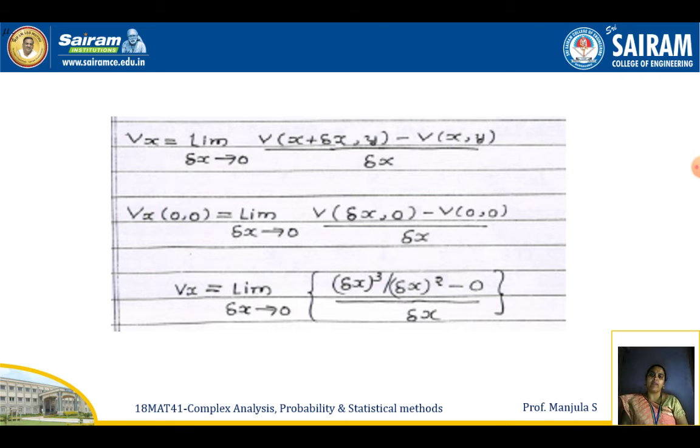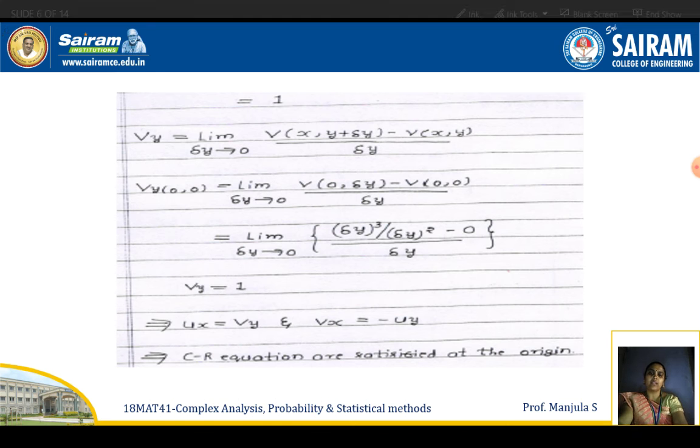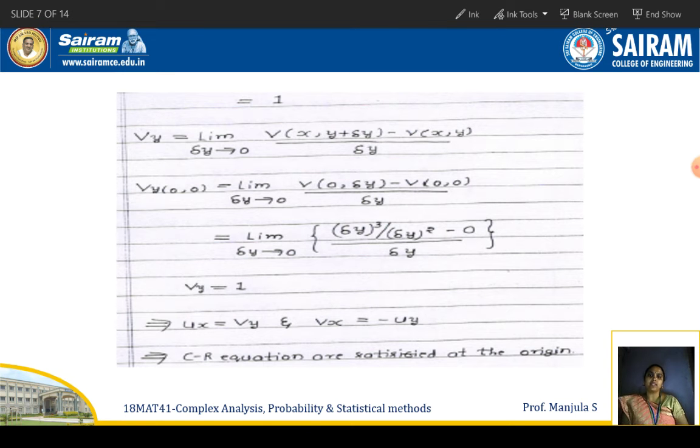Now we'll find the value of vx. That is limit as del x tends to 0, v of x plus del x comma y minus v of x comma y divided by del x. vx of 0 comma 0 equals limit del x tends to 0, v of del x comma 0 minus v of 0 comma 0 divided by del x. So vx can be written as limit as del x tends to 0, del x cube divided by del x square minus 0, divided by del x. Here also numerator and denominator get cancelled. We are getting the value of vx as 1.